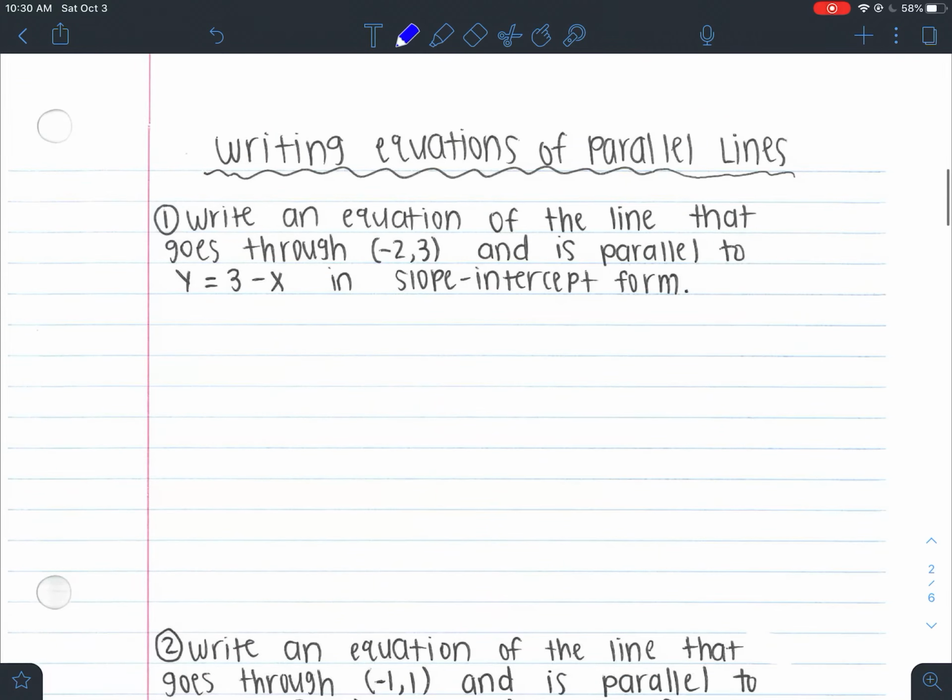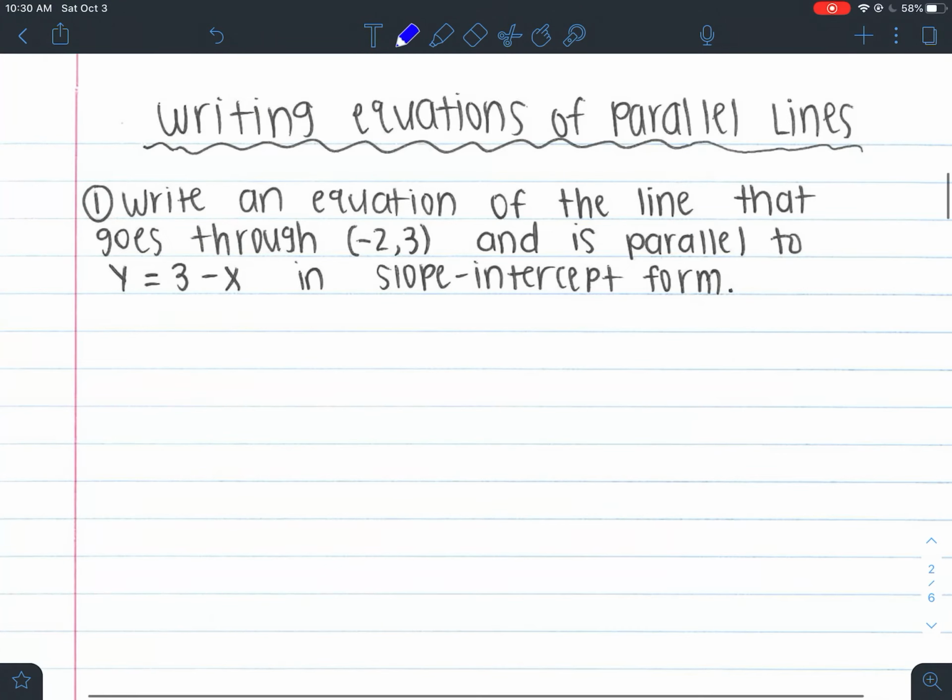All right, so now we're going to go into actually writing equations of parallel lines. So we're going to start with these. It is super important that you read and underline any important information they give you. So that's what I'm going to do, and I'm doing it to help you build better note-taking strategies and better test-taking strategies. I don't need to do this for myself.